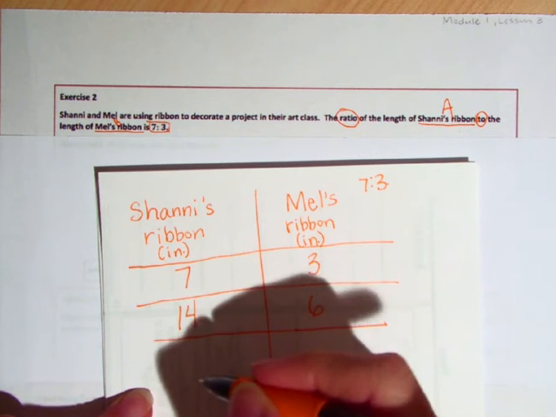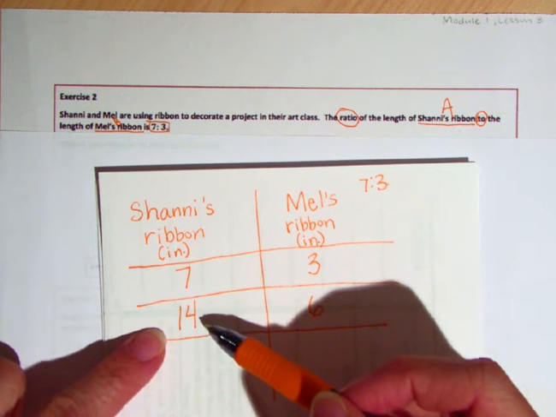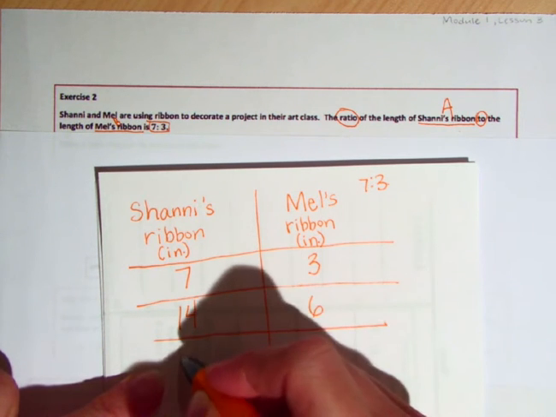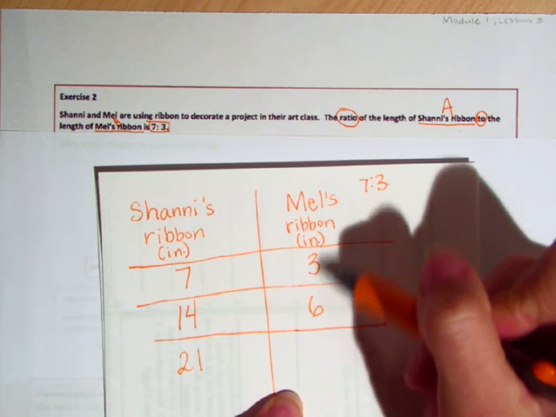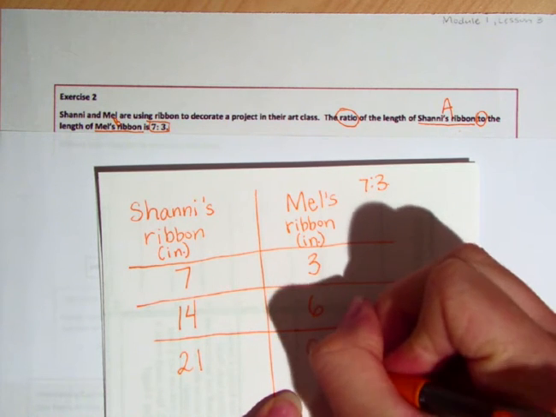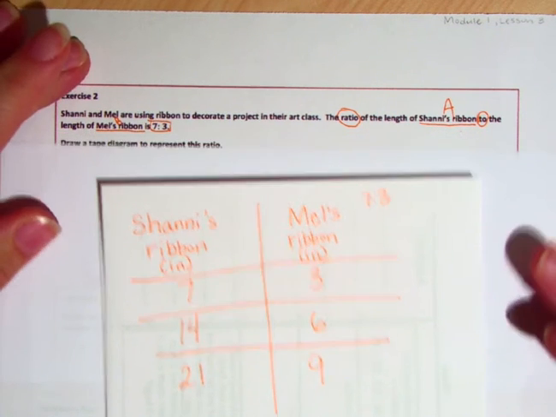All right, moving on. 7 more for Shawnee would make 21. 3 more for Mel would be 9. Let's stop there. We could go on and on and on, but for the sake of time, let's just stop there. All right, let's see what the next part of our problem says.